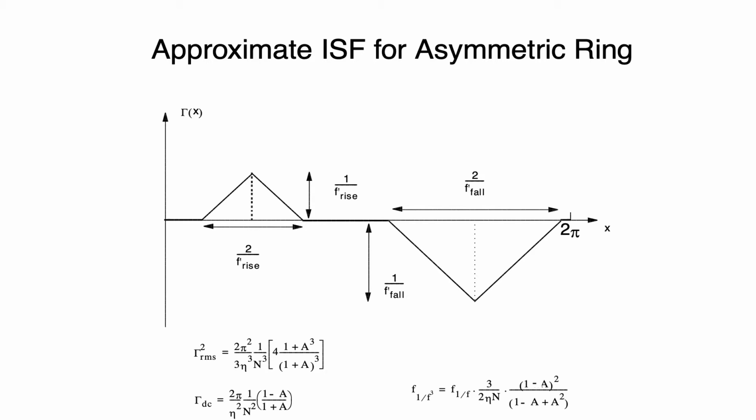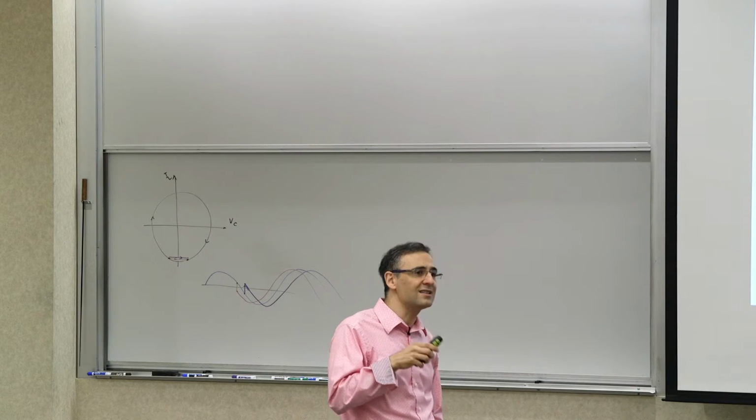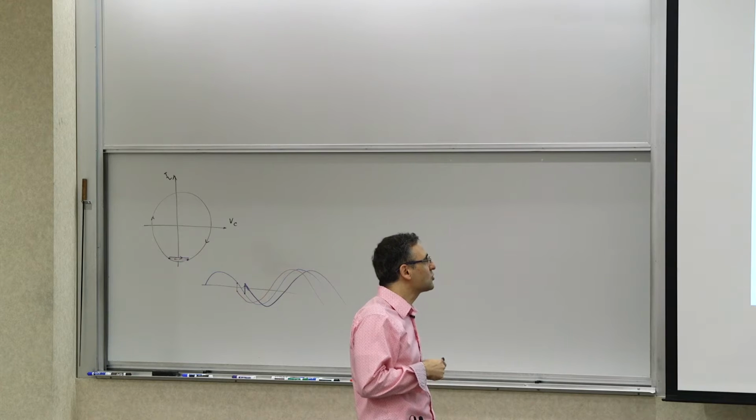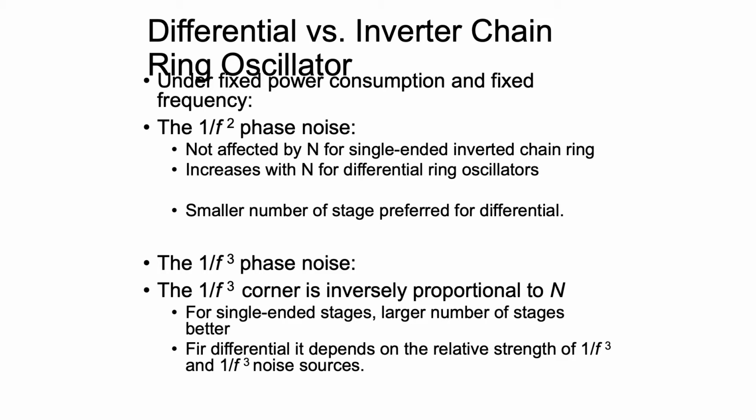And from that, you will see that in fact there is a 1/n dependence for the 1/f³ corner, which basically means that increasing the number of stages does improve the corner frequency. It pushes the corner frequency back. So in summary, you can think about it for differential ring oscillators: your 1/f noise would not depend on the number of stages, but your flicker noise improves by increasing the number of stages. So probably a larger number of stages is better.